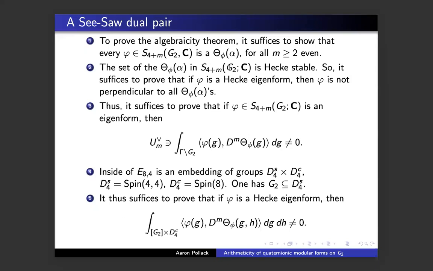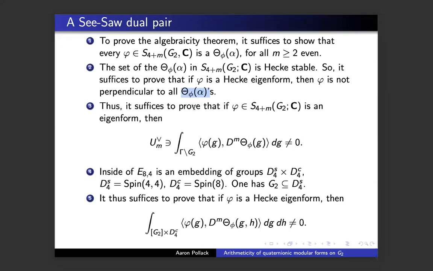And I know that the theta lifts are spanned by some subset of this orthonormal eigenform basis. Okay, so in order to prove that everything is a lift from F4, I just have to prove that any given eigenform is not perpendicular to all of the theta phi alphas.